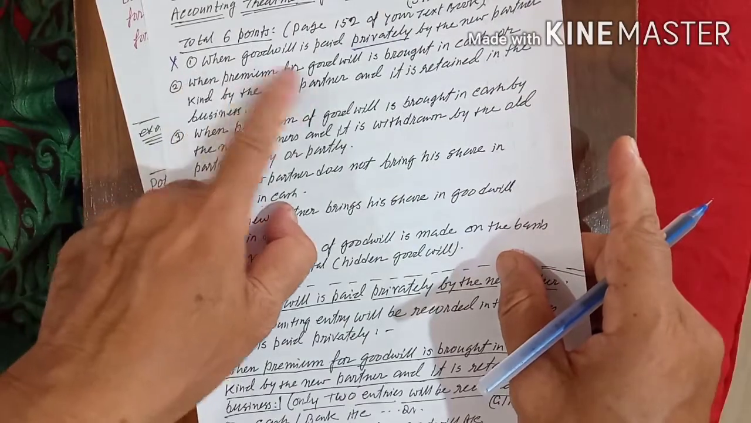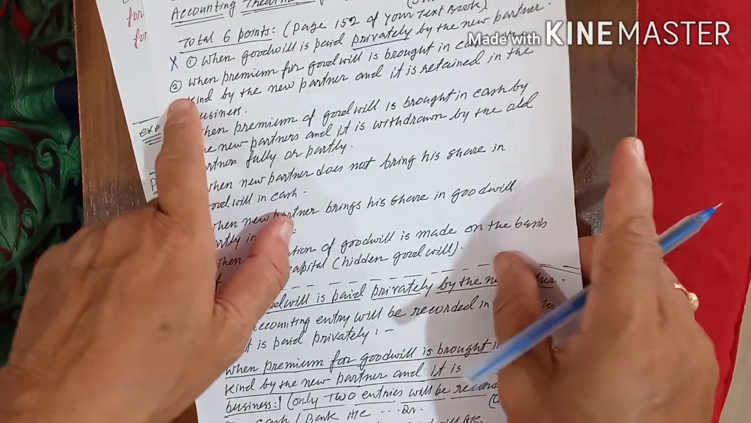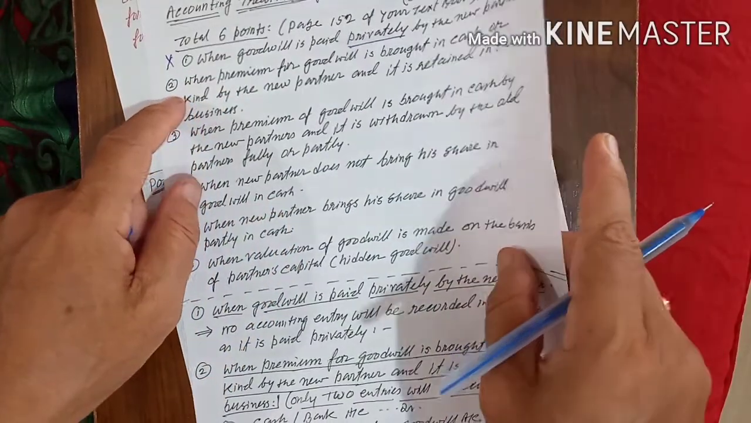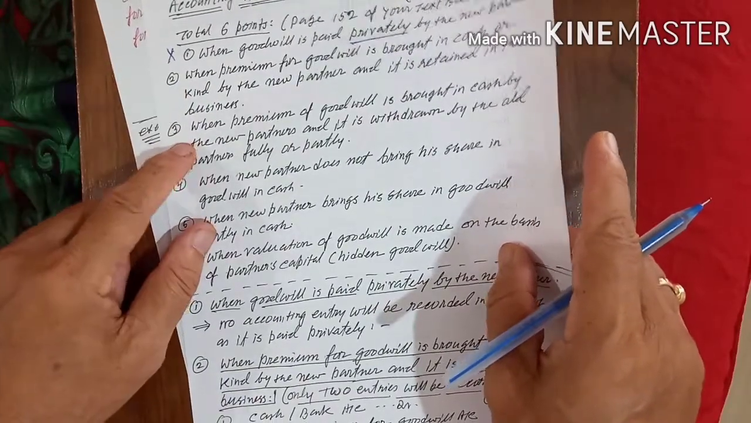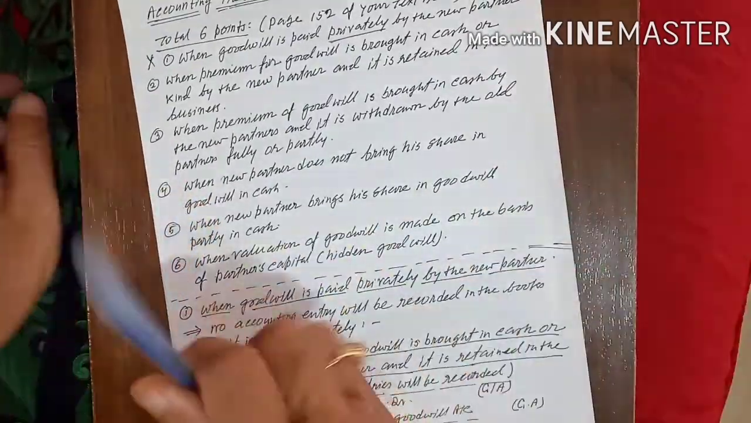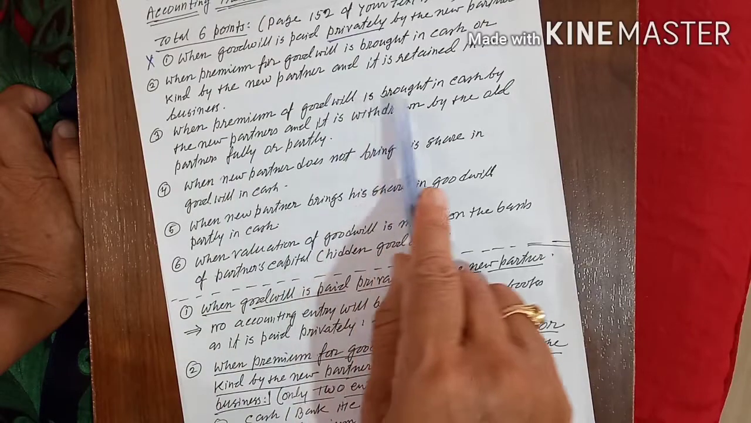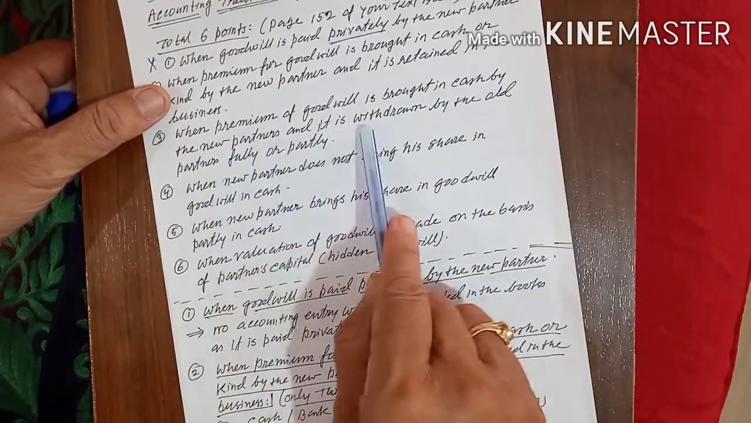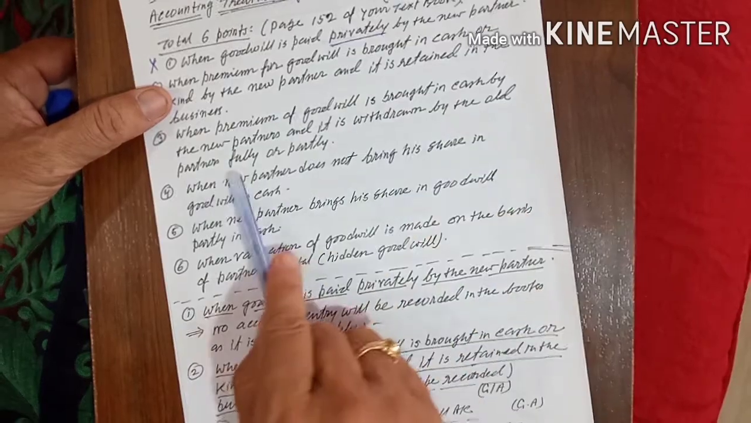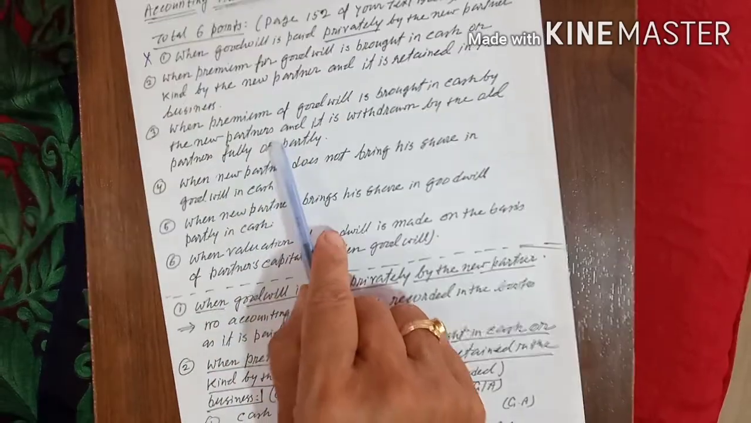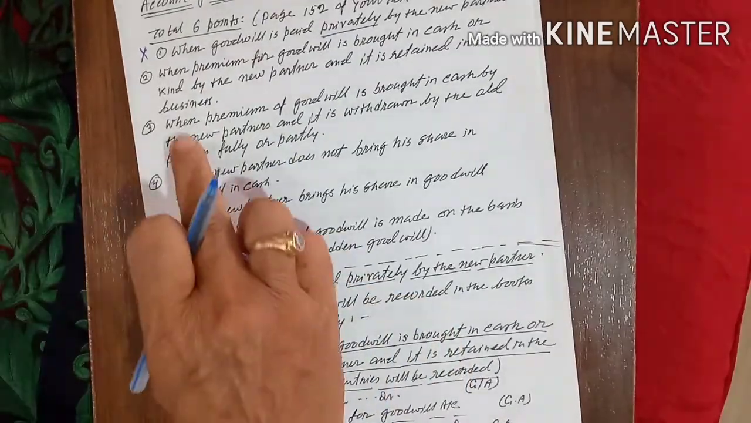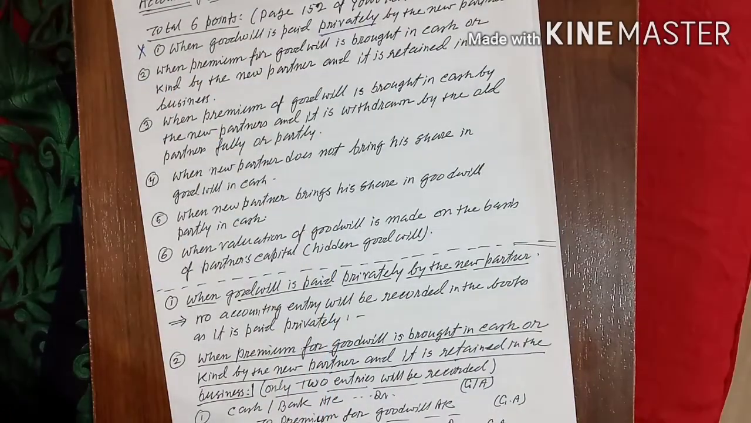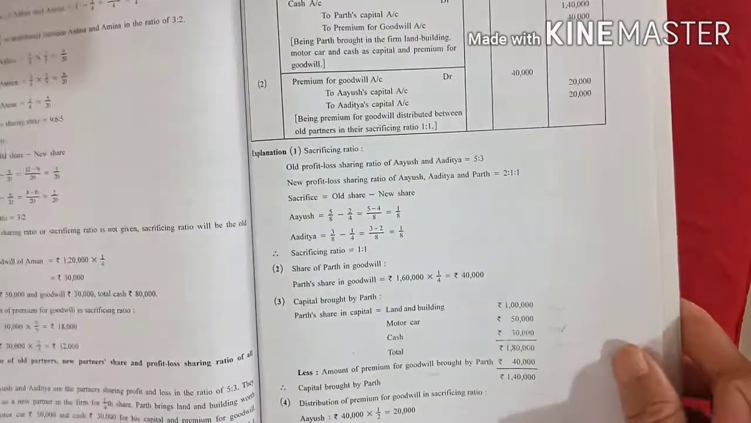The first one is that no transaction will come, and the second one I told you. Now which one will I say? The third one. What is the third one? When premium for goodwill is brought in cash by the new partner and it is withdrawn by the old partner fully or partly. Before telling the third one, something is left in the second point. Let me complete it, and after that I will tell you.